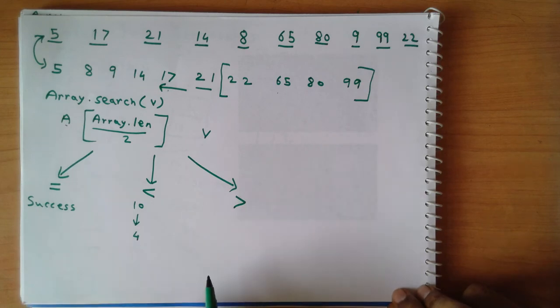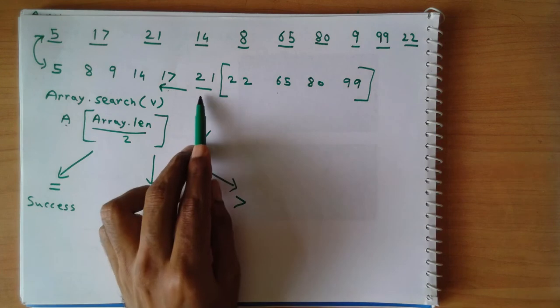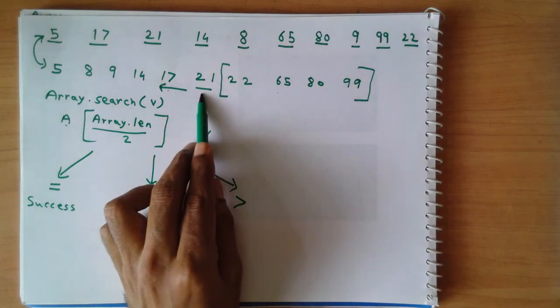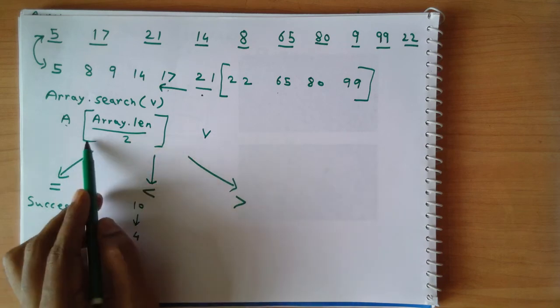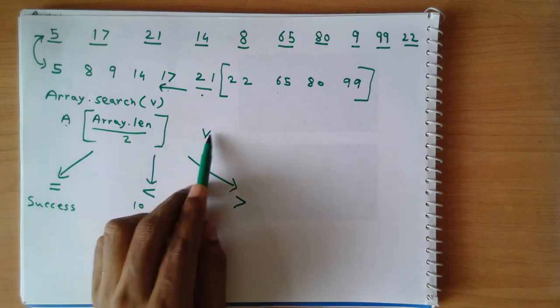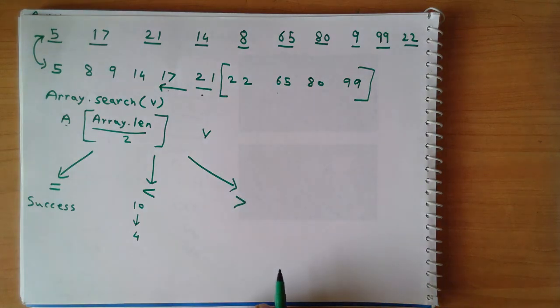And how many operations were required to do this? Well, I had to compute the middle element, that requires constant number of operations. I had to access that element, that again requires constant number of operations. And then I had to compare it with v, which also requires constant number of operations.